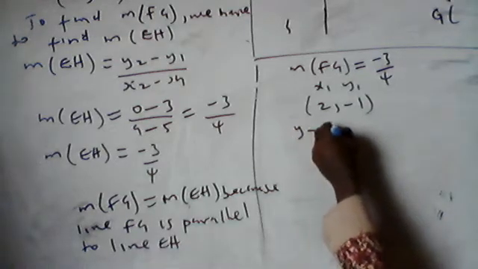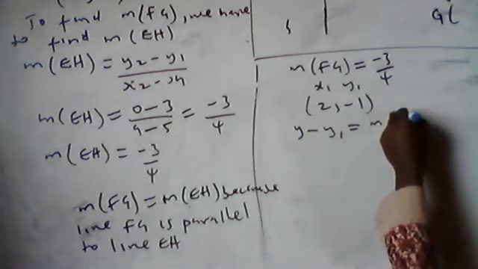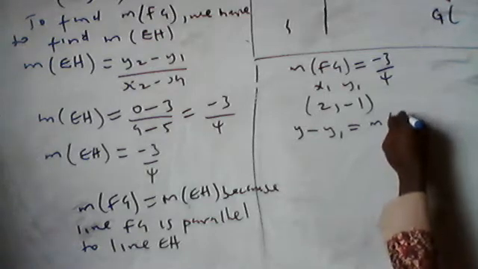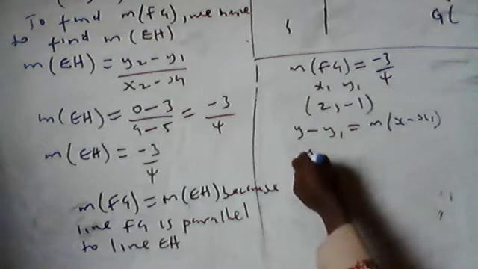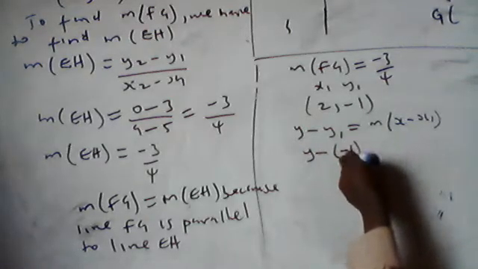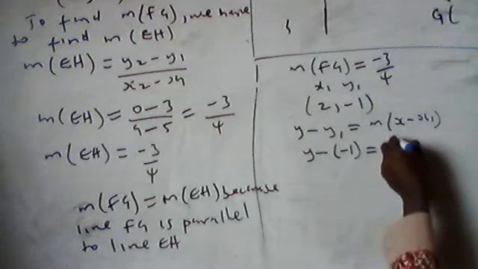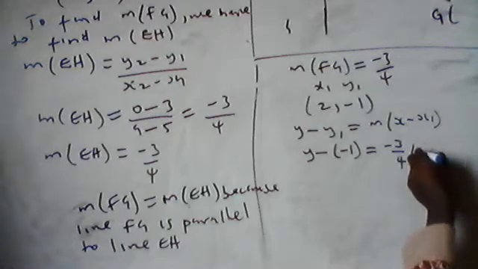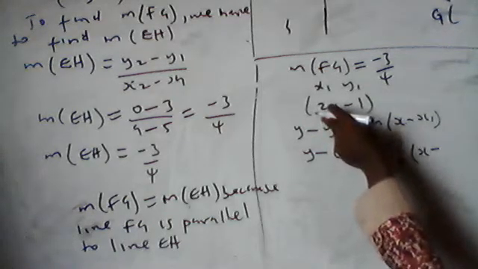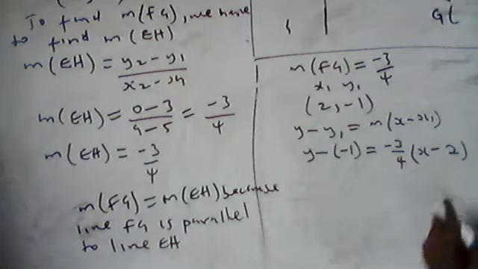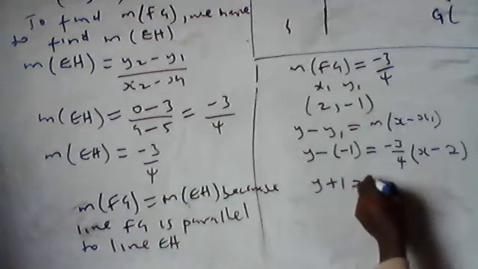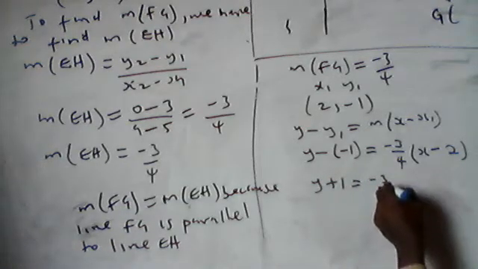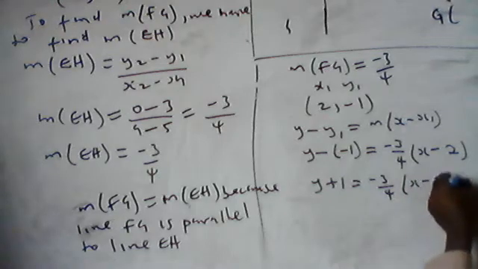I want to find the equation, that is y minus y1 equals m bracket x minus x1. What is y? That will be y. What is y1? Minus 1. M is minus 3 all over 4, bracket x minus x1, and x1 is 2. That will be y, minus minus 1 is plus 1, equal to minus 3 all over 4 bracket x minus 2.